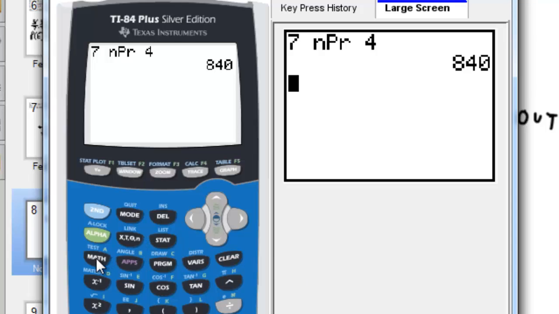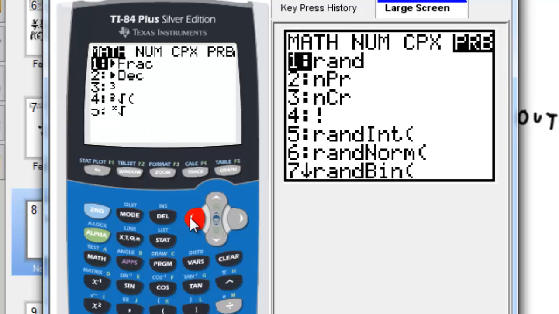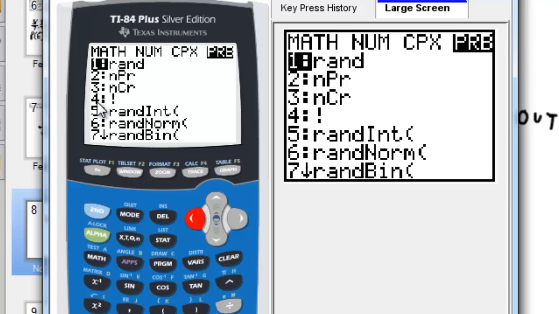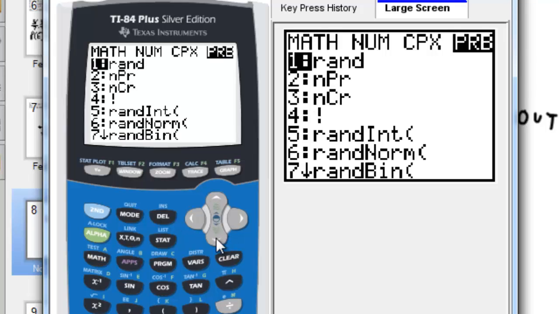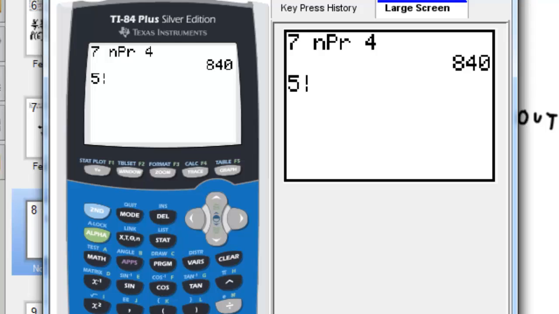You'll also notice in the math probability menu, option 4 here, the exclamation point or the factorial symbol. So if I wanted to use that and I wanted to know what 5 factorial is, that would be 5 times 4 times 3 times 2 times 1. So I could just go in and ask for 5 factorial. You might try doing this in your head before you actually see what happens on the screen. 120.